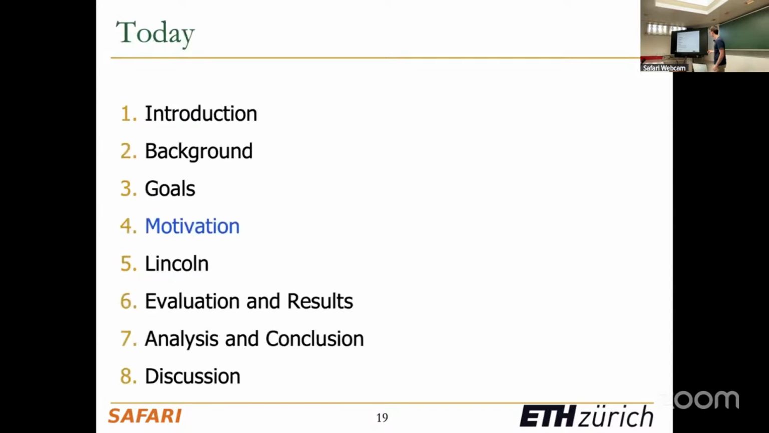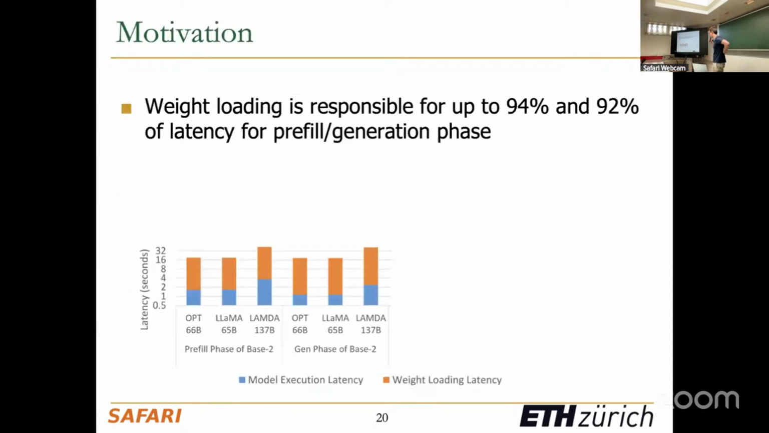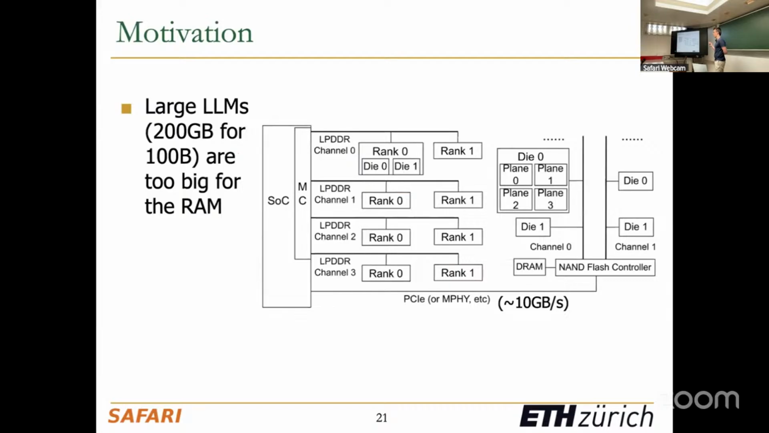Okay, so for the motivation, weight loading is responsible for 94% and 92% of latency for the prefill and generation phases. Why is that the case? There are two reasons. First, large LLMs are too big for the RAM, which has high bandwidth. If we have a large language model with 100 billion parameters quantized to 16 bits, this is 200 gigabytes. Since it cannot fit into the RAM, it has to reside most of the time in the flash. But the flash has low bandwidth to the NPU.